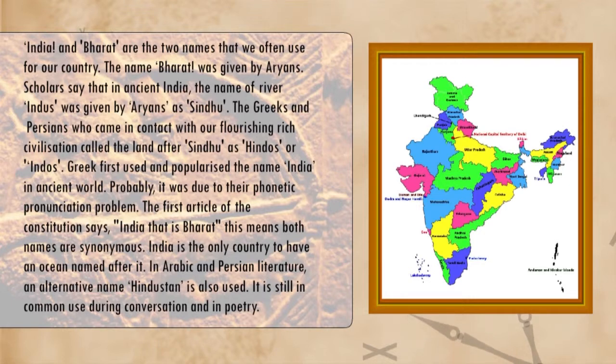The first article of the Constitution says, India, that is Bharat. This means both names are synonymous. India is the only country to have an ocean named after it. In Arabic and Persian literature, an alternative name, Hindustan, is also used. It is still in common use during conversation and in poetry.